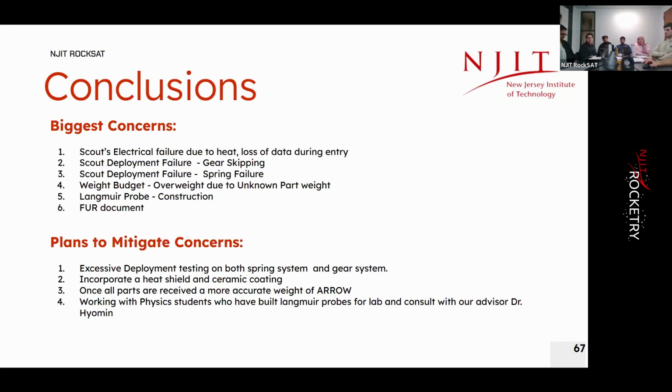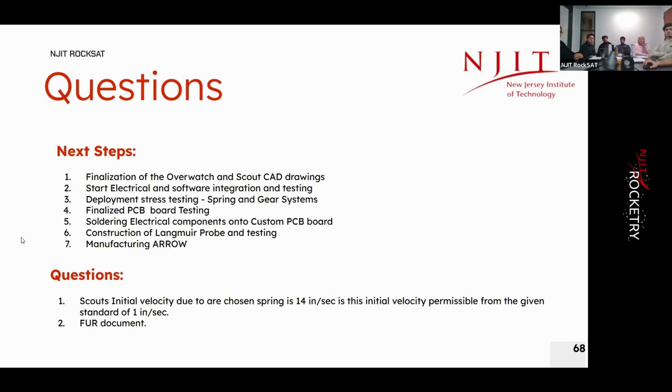For our physics students, we're working together with them to build a Lanyard probe, and we're definitely consulting with Dr. Gilman about the Lanyard probe. For next steps: the finalization of Overwatch and Scout CAD drawings, the start of electrical and software integration and testing, deployment stress testing on the spring and gear system, finalizing our PCB board testing, soldering electrical components onto the PCB boards, the construction of the Lanyard probe and testing, and of course, manufacturing of Arrow.